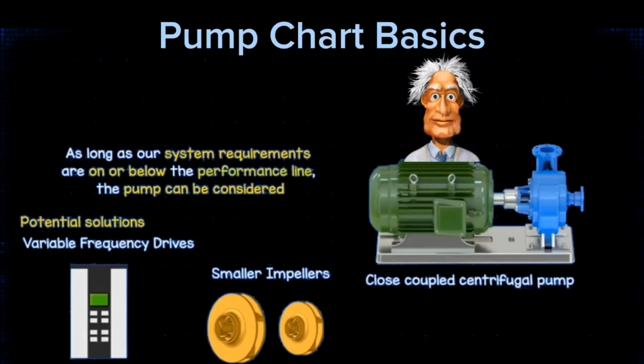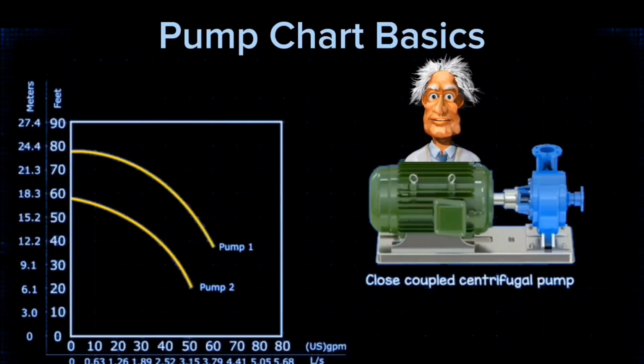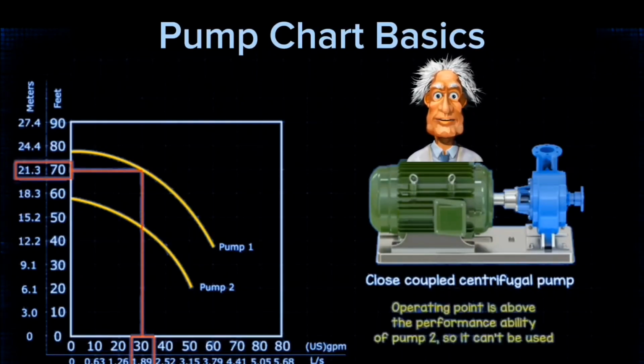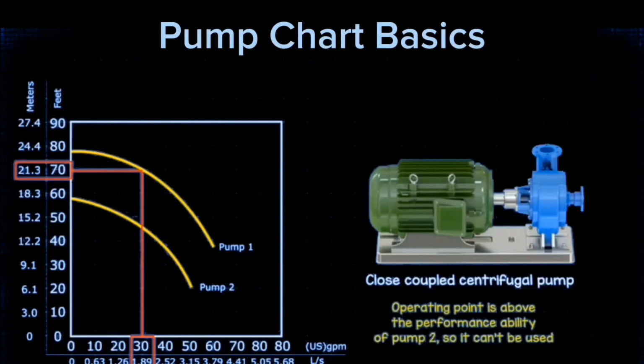For example, the performance curve for 2 large centrifugal pumps are plotted here. We need a flow rate of 30 GPM or 1.89 liter per second, and a head pressure of 70 feet or 21.3 meter, which is here on the graph. That means pump 2 can't be used, but pump 1 could be.